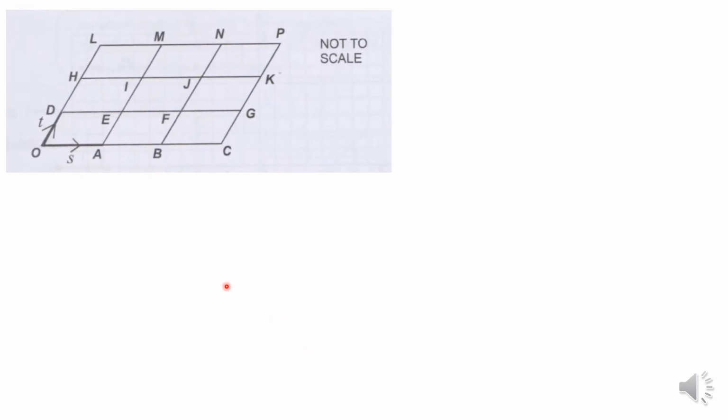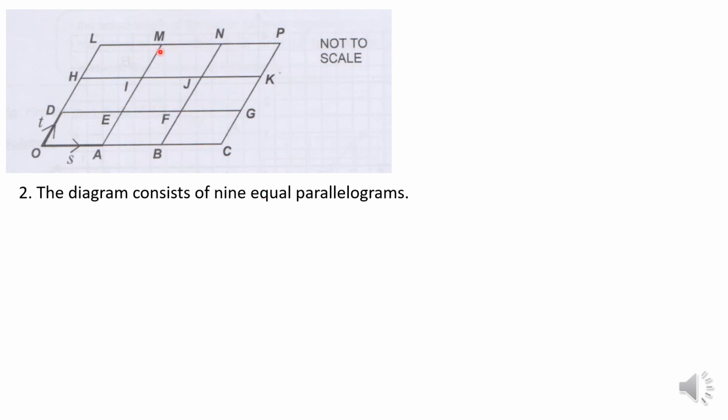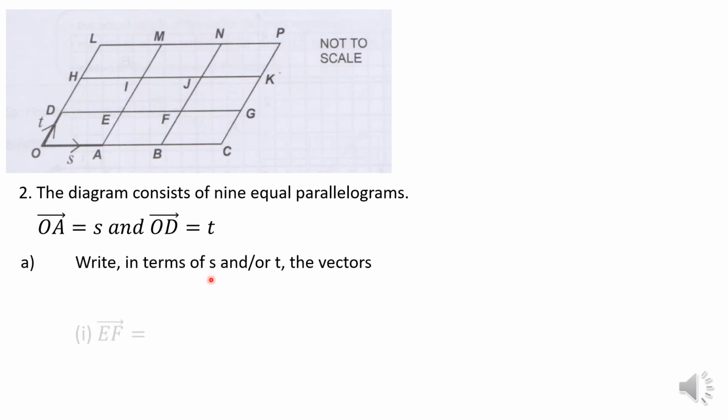A second question deals with a very odd looking parallelogram, but it consists of 9 equal parallelograms inside. What they have done here is they have said to you that going that route from O to A, suppose it is S, and O to D is T. You're now supposed to write down, in terms of S or T, E to F. When you look at E to F, you realize that it is exactly the same as that, also going in the same direction. So it's going to be also equal to S.